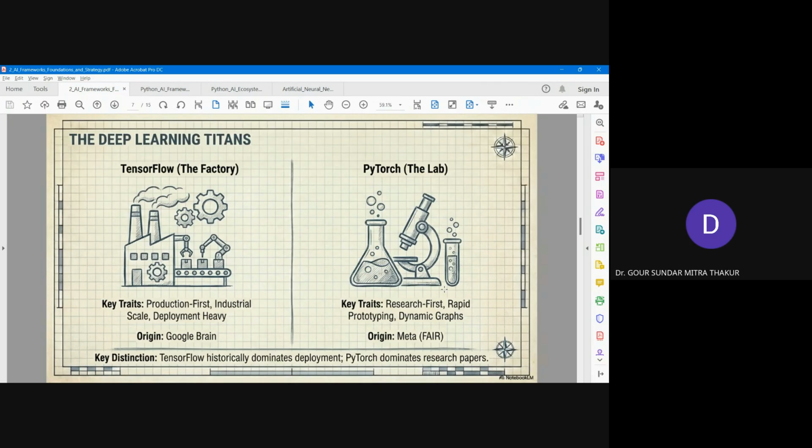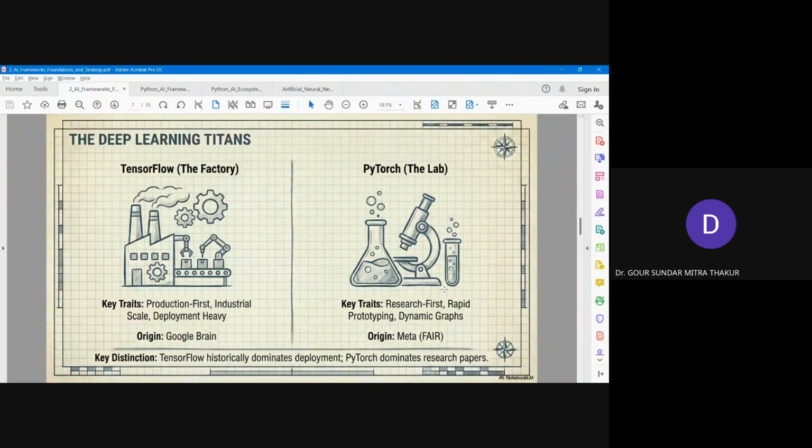Means how these things are used. No need to understand how these things work, but how these are actually used by the industry people. Nowadays, every industry is implementing deep learning, and for them TensorFlow is the best option. Okay, so it is ready for production, industrial scale, and it's deployment heavy. So it is for the industry people, such that they can very quickly develop any kind of deep learning model and deploy it for their own purpose or project.